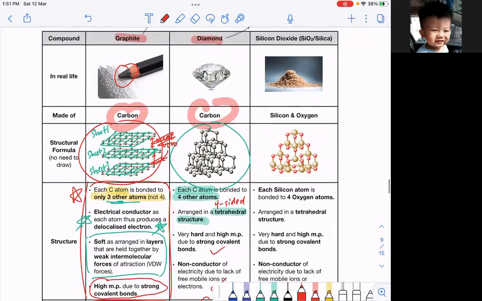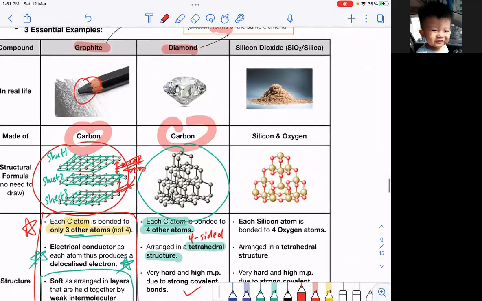Because luckily, the third one, usually we don't study the third one. Why? Silicon dioxide, just need to know the chemical formula is SiO2. It's written there already, don't need to copy. It's sand. What is sand? You go Sentosa, literally that sand. Literally Sentosa sand. It's made of silicon dioxide.